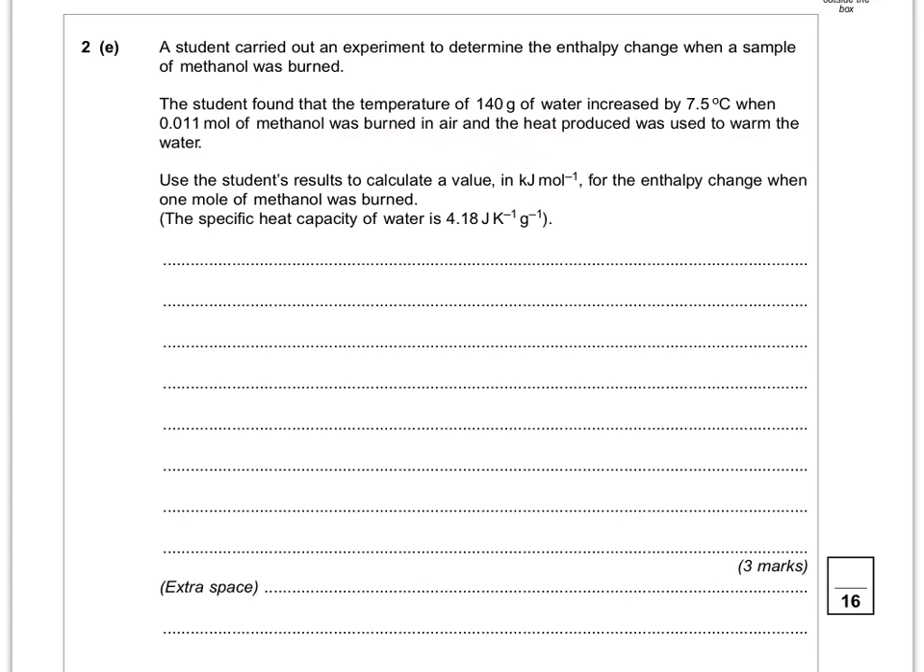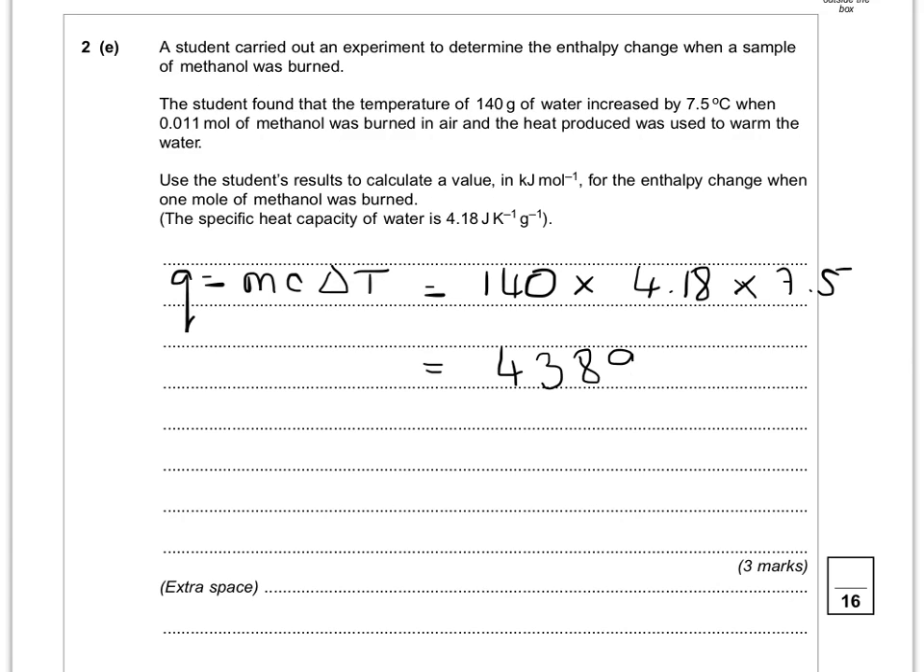So, the first mark is for writing out Q equals mc delta T. And you've got to realise that M is the mass of the stuff that you're heating, so this is the mass of water, 140 grams. C is your specific heat capacity of water here, and delta T is your temperature change, which is 7.5. So this will equal 140 times C, 4.18, times 7.5. And that equals 4389.